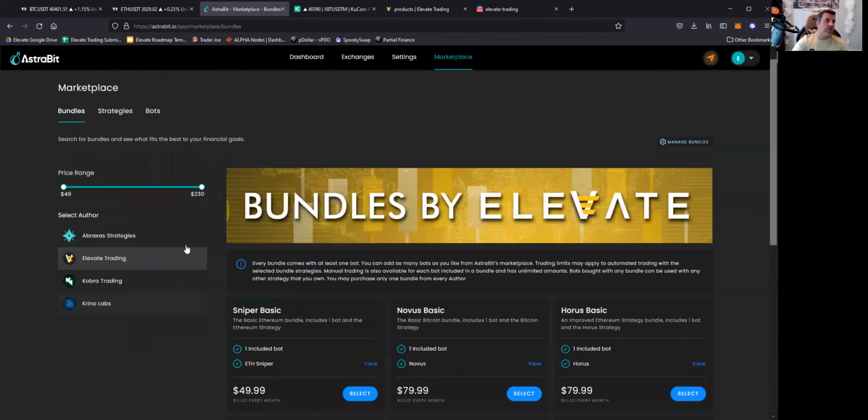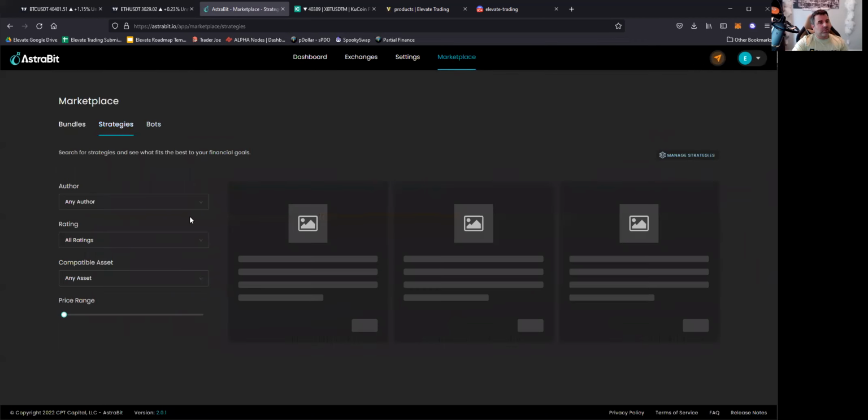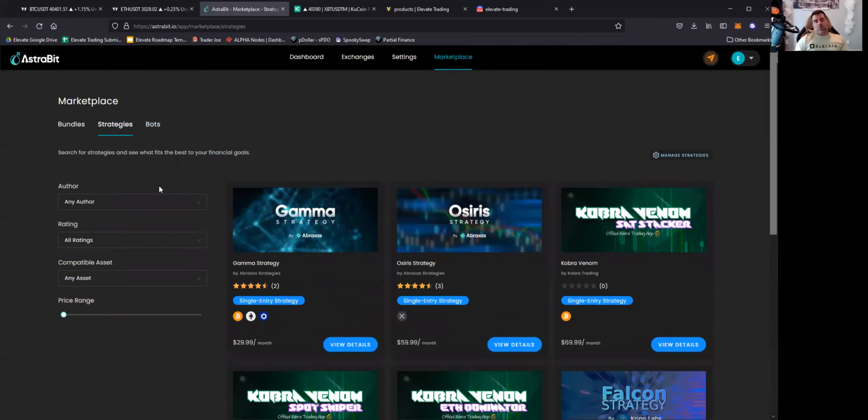Okay, so do keep that in mind also. You can also purchase the strategies separately. So say, for example, when you created your AstroBit account, you purchased 5 bots. So you have 5 bots that you want to use, and you don't want the bundle, because all of these bundles come with the strategy and the bot to use them. But since you've already purchased 5 additional bots that you want to put these strategies on, on 5 different exchanges, you don't need to necessarily purchase a bundle. You can purchase the strategies individually.